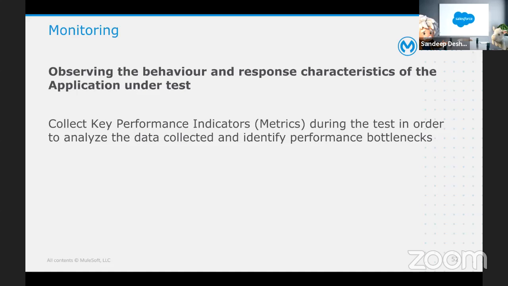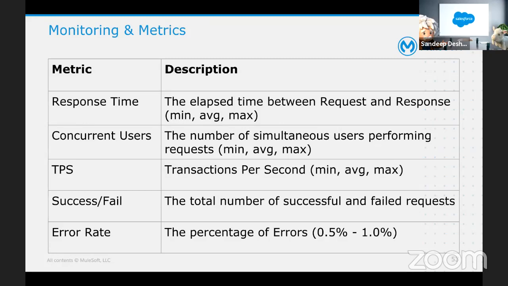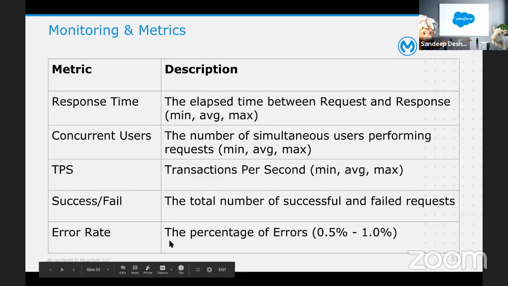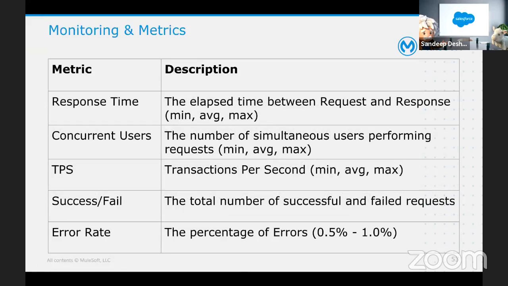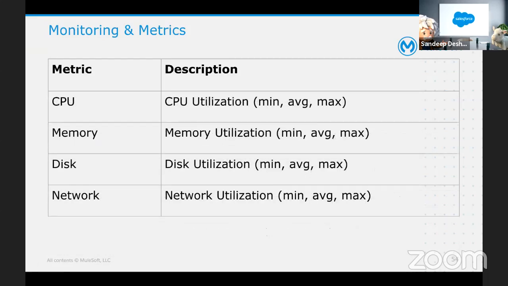Next comes monitoring, observing the behavior. So we have different monitoring metrics. You have the response time, the concurrent users that you need to keep track of, then TPS, what is the TPS for an API. Next is the success to fail ratio: how many transactions were successful and how many requests failed. Then error rate, what is the acceptable error rate, and is there proper exception handling working whenever there is an error.